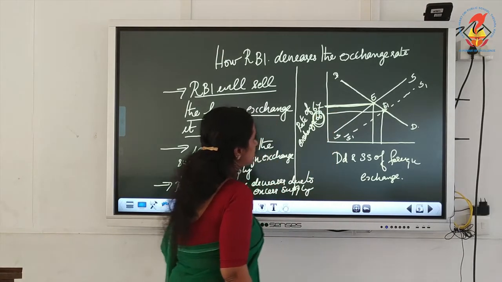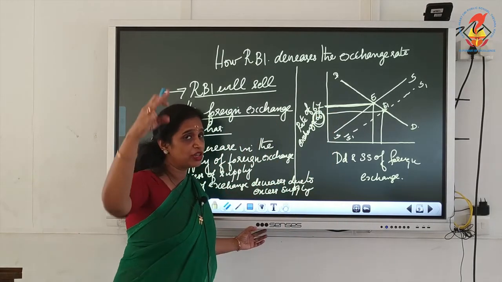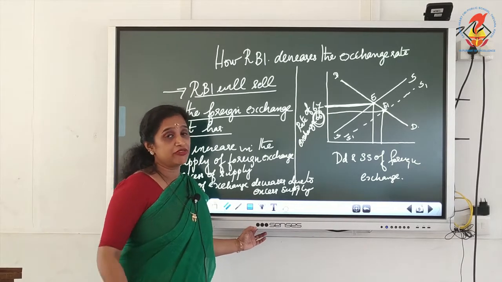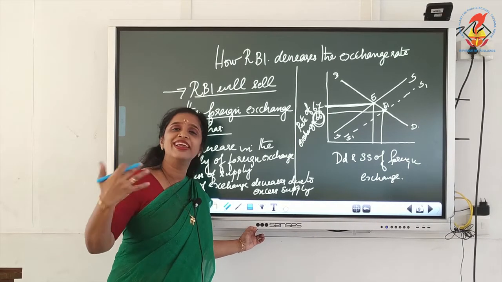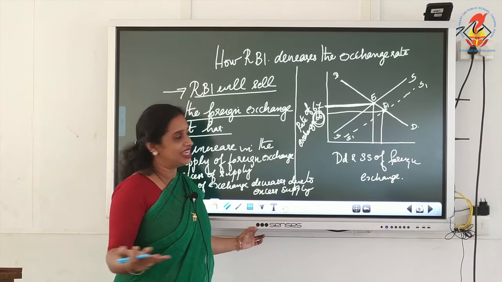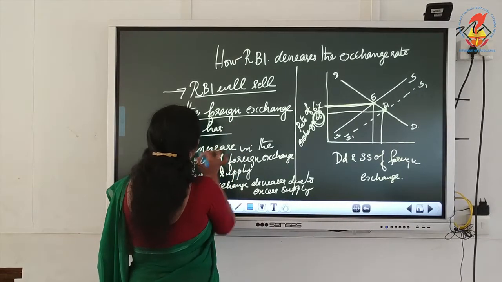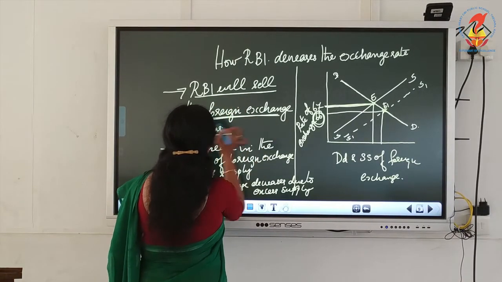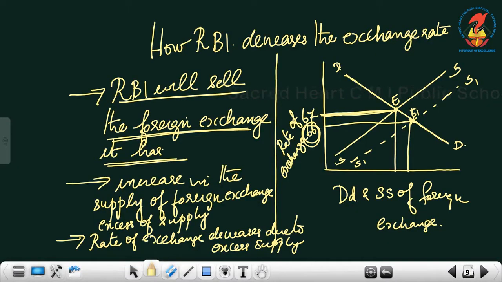How has it decreased? What is the main aim of RBI here? To bring down the exchange rate. For that purpose, it is selling the foreign exchange that it has. By selling the foreign exchange, what will happen? It will increase the supply of foreign exchange in the market.